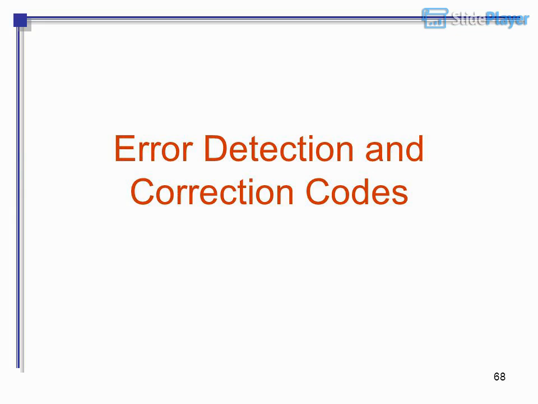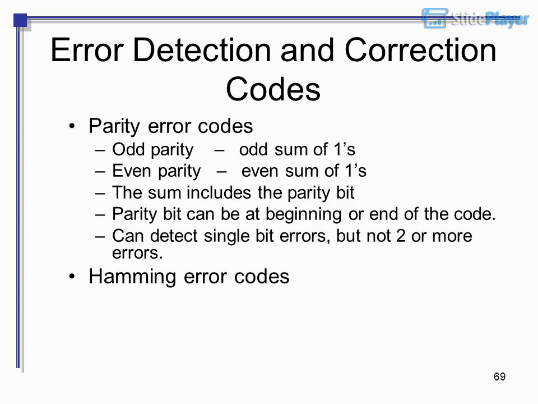Error detection and correction codes. Parity error codes. Odd parity means an odd sum of ones; even parity means an even sum of ones. The sum includes the parity bit. The parity bit can be at the beginning or end of the code. It can detect single bit errors, but not 2 or more errors.